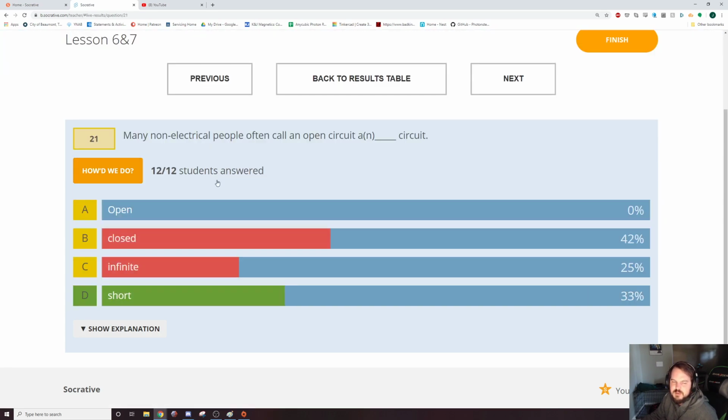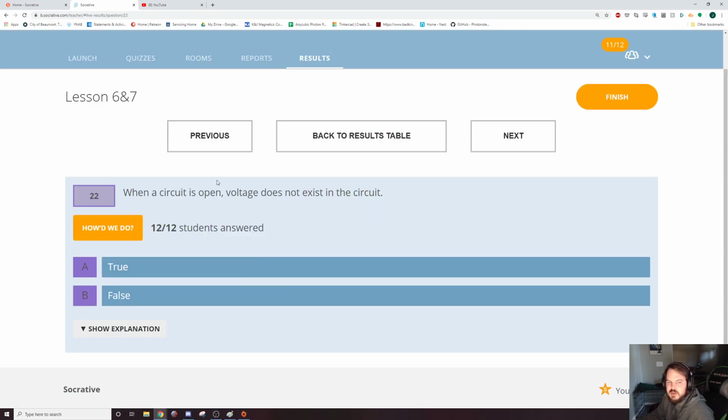I went through that pretty quick. Non-electrical people will sometimes call an open circuit a short circuit, but it's not. When a circuit is open, voltage does not flow in the circuit. Voltage does exist in circuits.